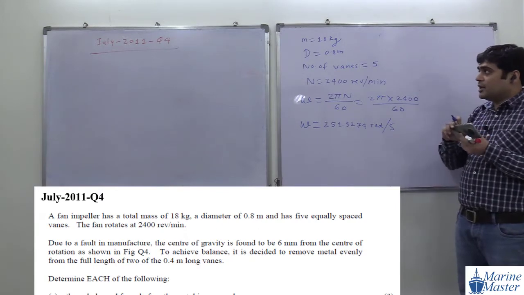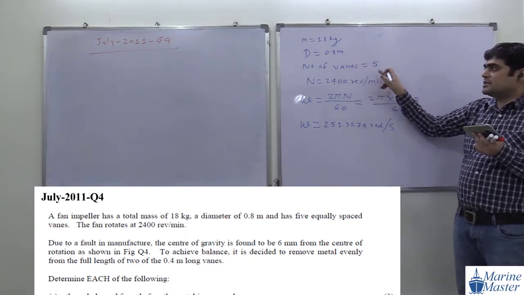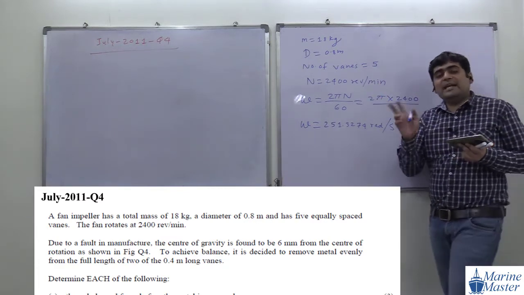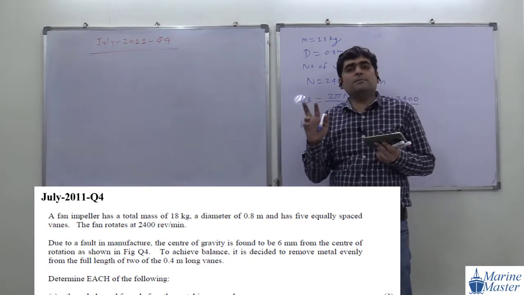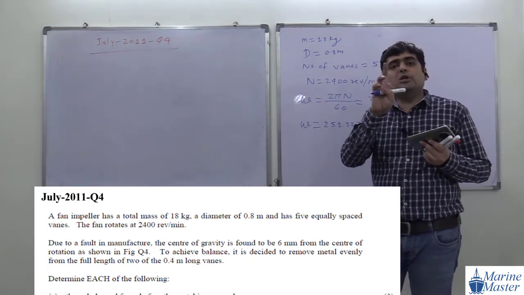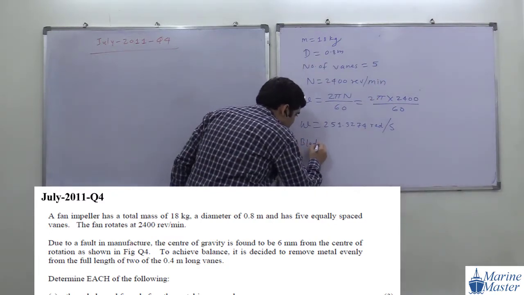So we have an impeller whose mass is 18 kg, diameter is 0.8 meter, number of vanes is 5, and N is 2400 revolutions per minute. Now what is blade spacing? What is meant by blade spacing? Blade spacing means the angle between two vanes.